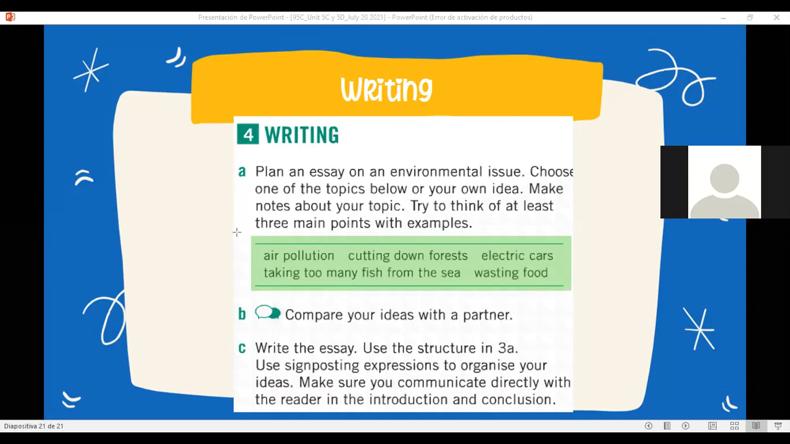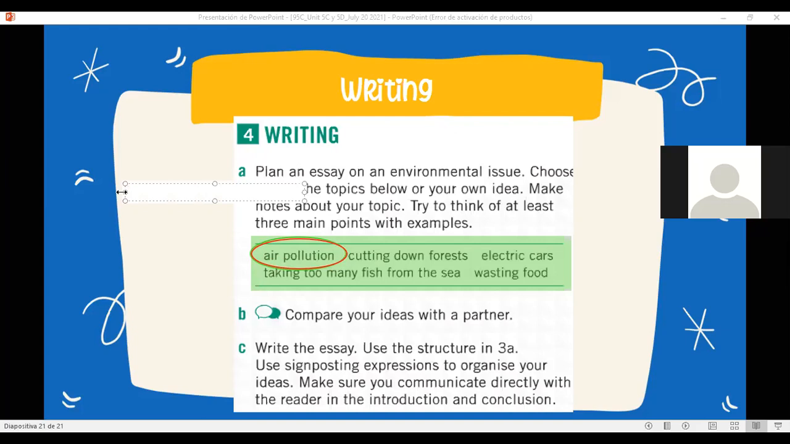So it means that, for example, I'm giving you an example. Les doy un ejemplo. I'm going to choose, or I want to talk about air pollution, let's say. I think this is an interesting topic, and I want to talk about air pollution. So I will have to write a title for the essay. Sí, yo escribiría un título para el ensayo.